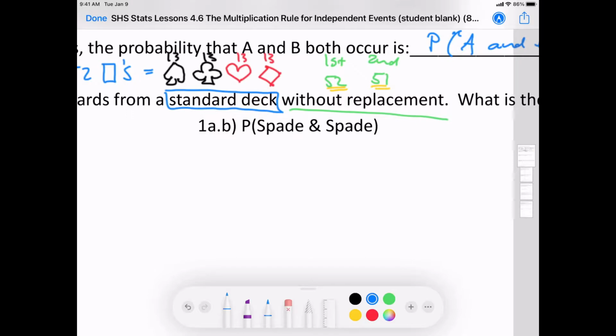Okay, what's the probability of picking a first card, spade, and then the second card, spade? Remember, this is just the probability of a spade and spade. So we talked about that we are going to multiply. Now, another way of saying this is, this is a review of the last lesson. The formula was the probability of A and B, and there were some conditions.